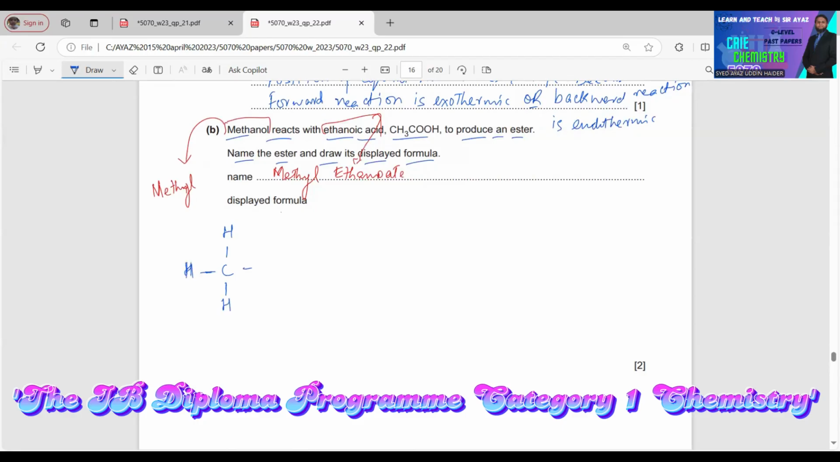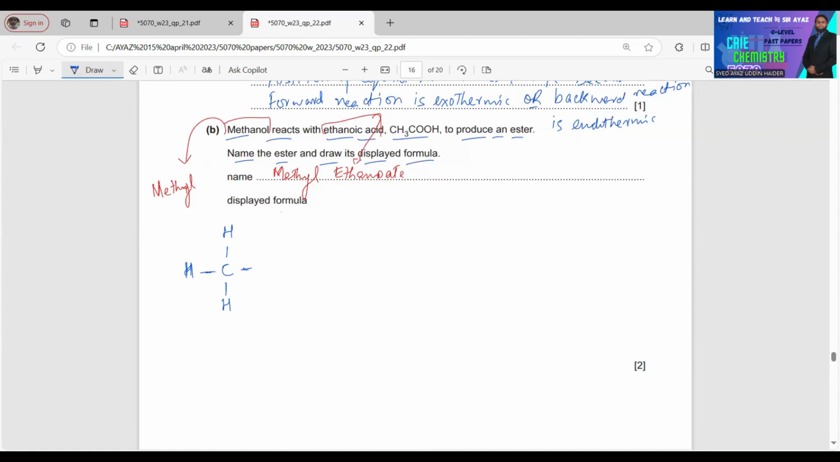Now they are saying ethanoate. We are getting ethanoate, so it must be joining with the oxygen of the carbon. So it will be like this: bond O, bond C, double bond O. We will also have another CH3. This is methyl ethanoate.